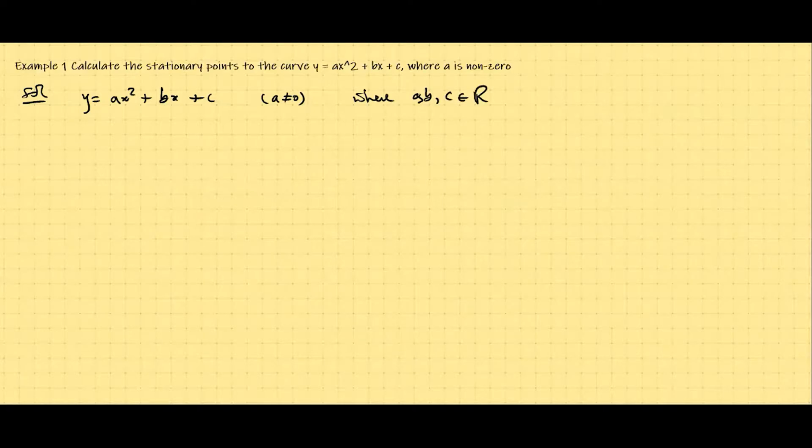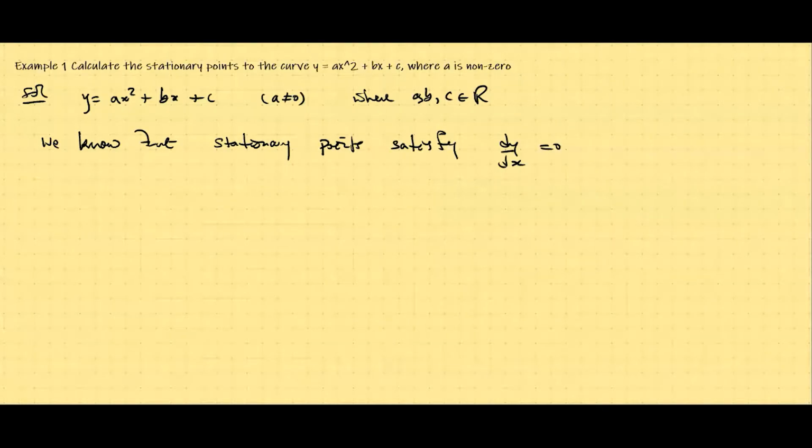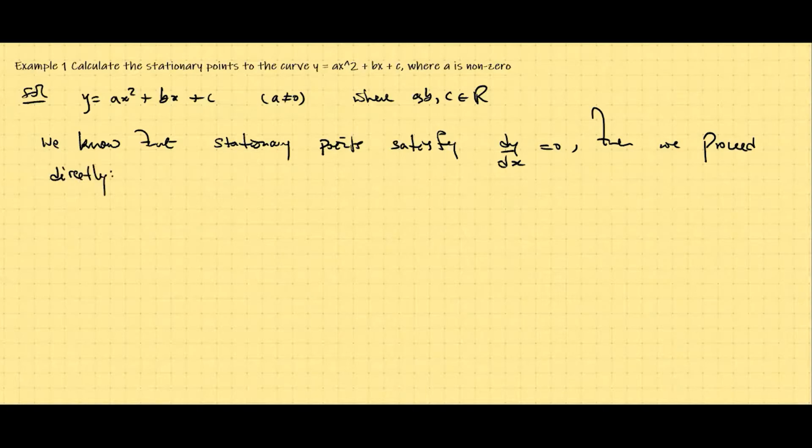So since we know that stationary points satisfy dy by dx equals zero, this is the condition they satisfy. Then we proceed directly. What do I mean by that? We basically apply that condition, this condition here.